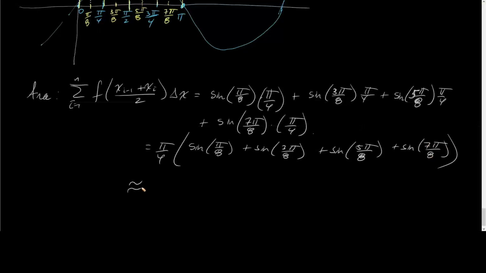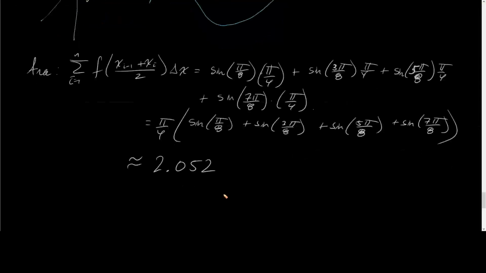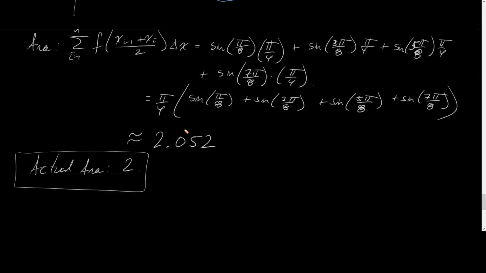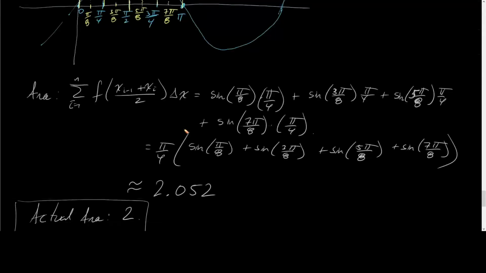And if you plug that into the calculator, that ends up being approximately 2.052. I will tell you here that the true area, the actual area, is 2. So 2.052, pretty close estimate. We're less than 5/100ths off.